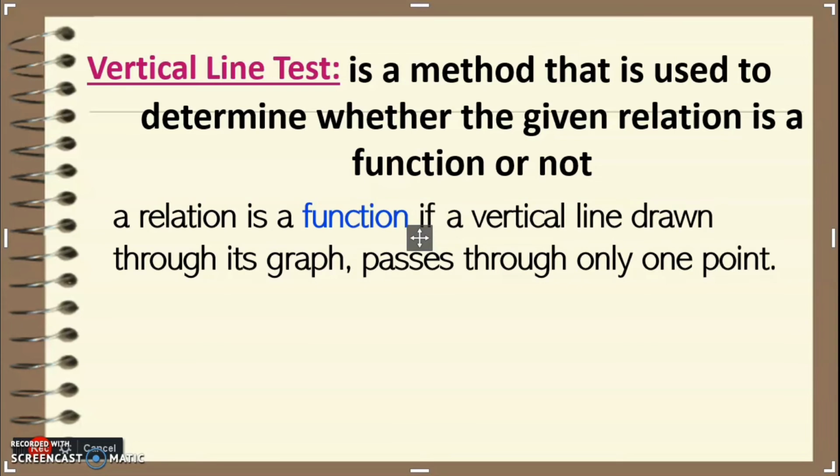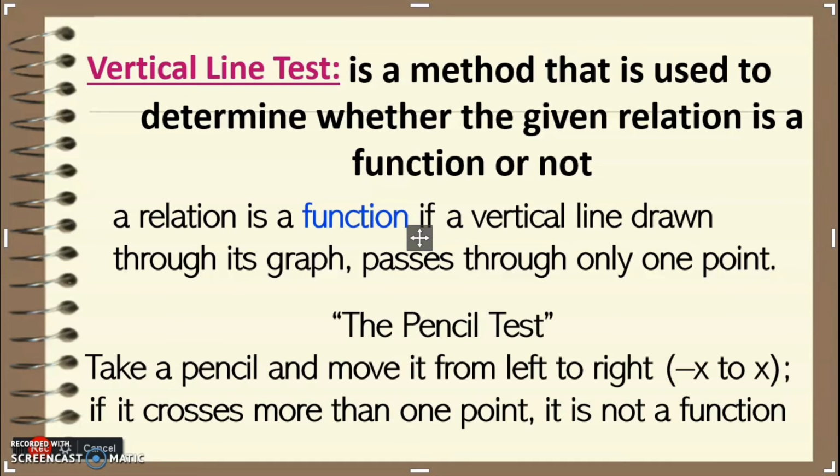A relation is a function if a vertical line drawn through its graph passes through only one point. Mag-test tayo, gumamit tayo ng pencil, tapos para doon sa graph natin, i-move it from left to right ang pencil. Kung mag-intersect siya sa isang point, function siya. Pero pag maging dalawa na yung intersection ng pencil, ay hindi siya function.